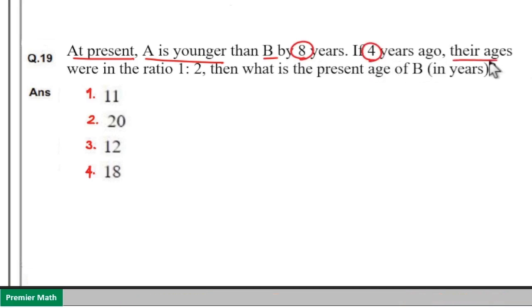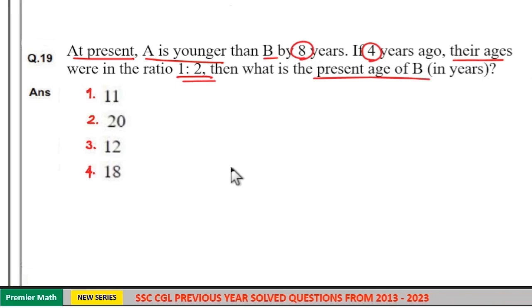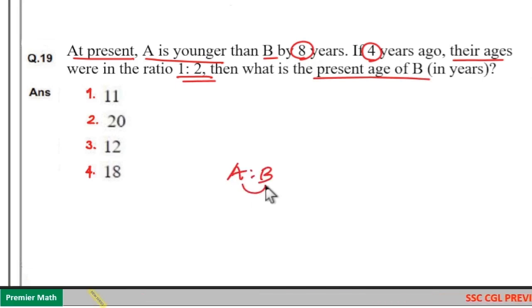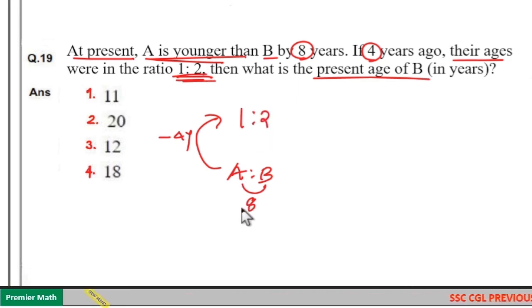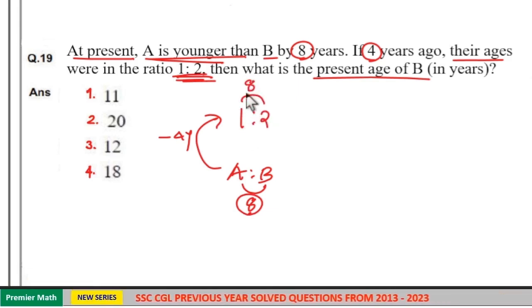If 4 years ago their ages were in the ratio 1:2, then what is the present age of B? Here, age difference between A and B is 8 years. A is younger than B by 8 years. Now, 4 years ago, age ratio of A and B was 1:2. Here, age difference is 8, which is constant. That is, even 4 years before, the age difference between A and B was 8 years.